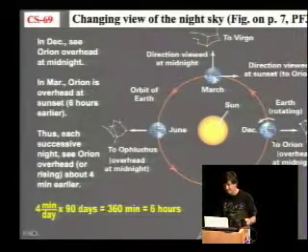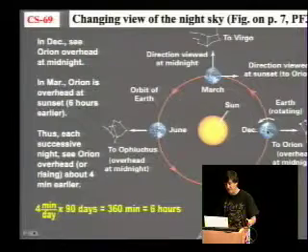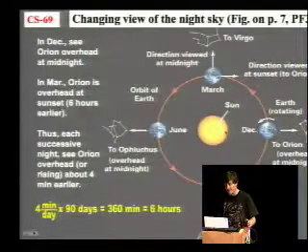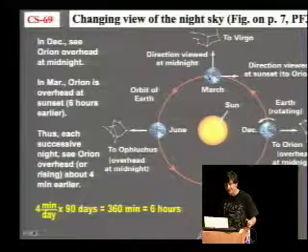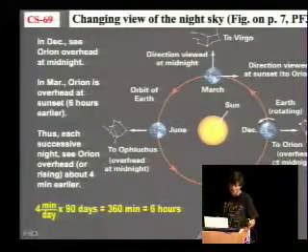In December, let's suppose the Earth is here relative to the sun, and over the course of a year, the Earth goes around the sun. That's 1 year. 1 day, of course, is the Earth's rotation.